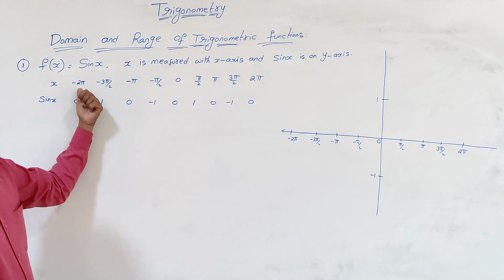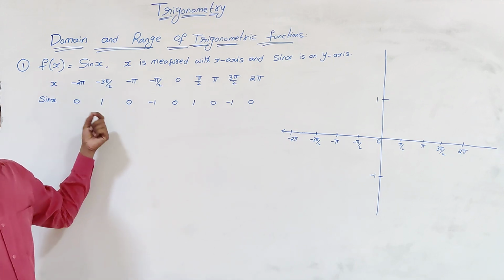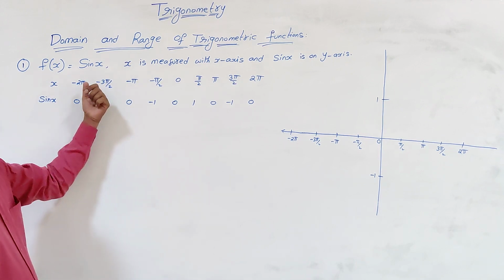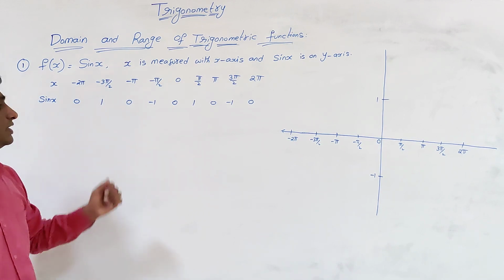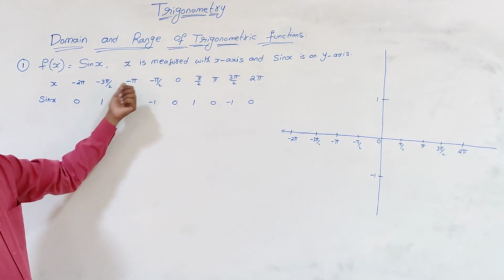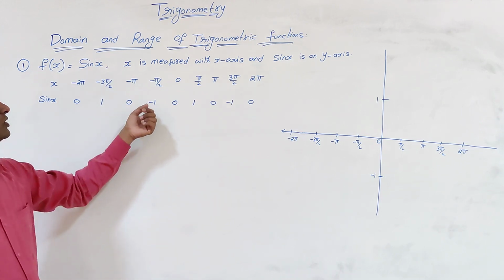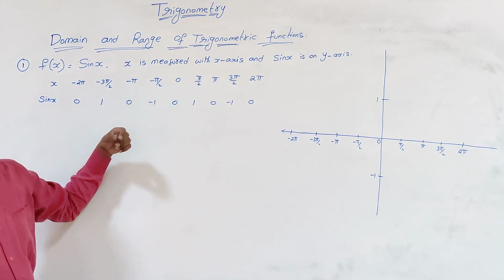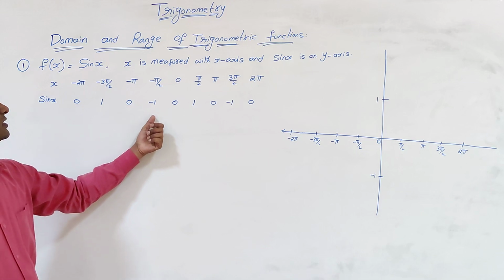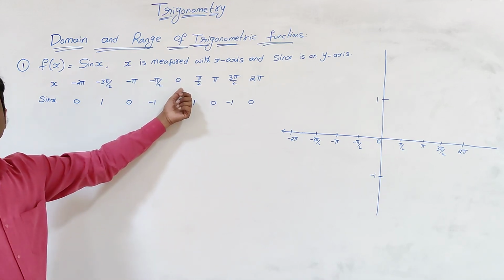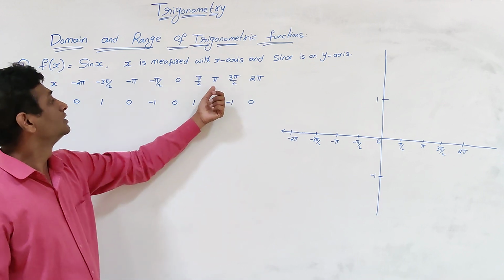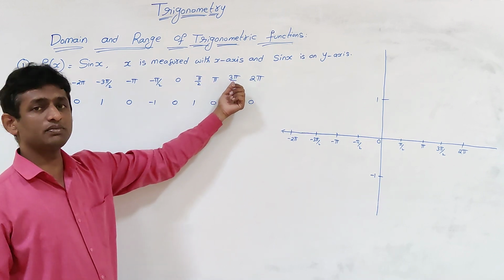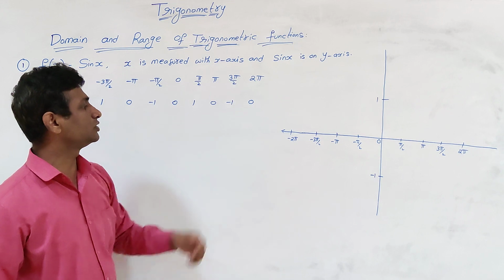Now if we consider x equal to minus 2 pi, sin of minus 2 pi will be 0. If x is minus 3 pi by 2, sin of minus 3 pi by 2 is plus 1. Sin of minus pi is 0. Sin of minus pi by 2 is minus 1. Sin 0 is 0. Sin pi by 2 is 1. Sin pi is 0. Sin 3 pi by 2 is minus 1. Sin 2 pi is 0.